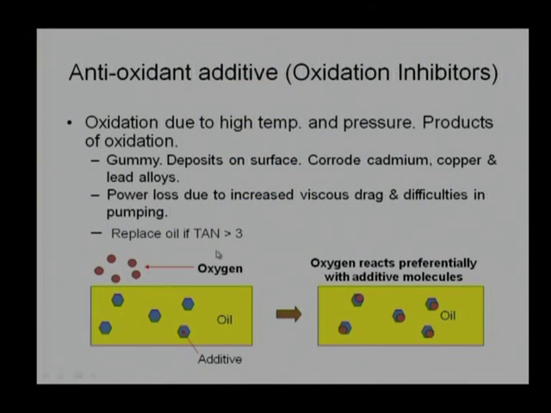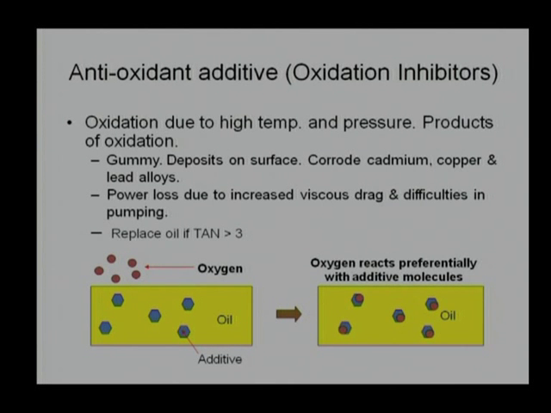And often that is quantified when this oil needs to be replaced by the TAN number. This is one of a very common parameter whenever we check the lubricant oil. We'll be discussing this in oil condition monitoring. When we want to find the health of oil, we go ahead with oil condition monitoring.